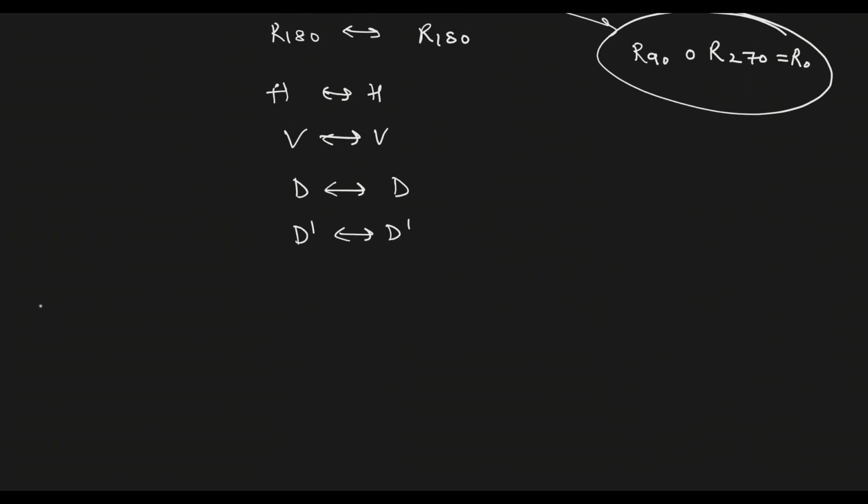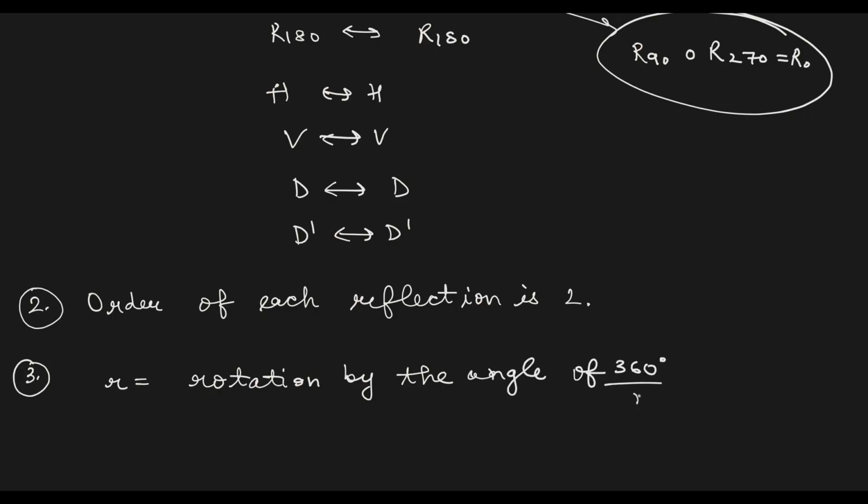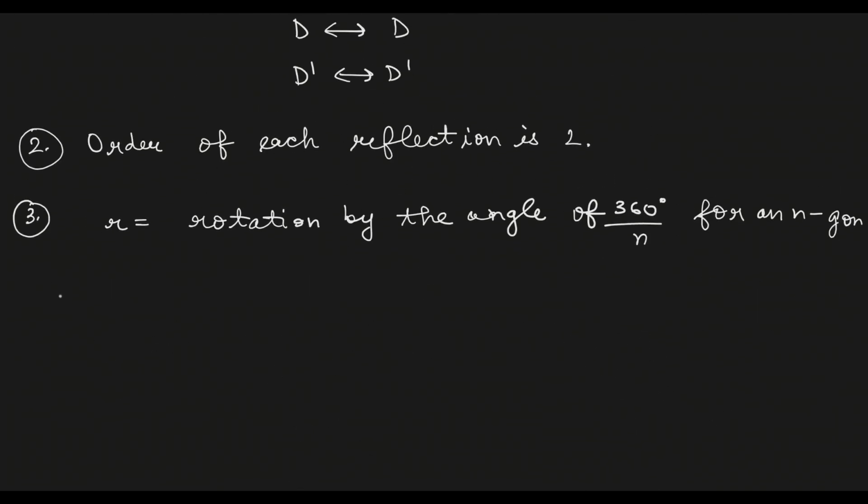Second, order of each reflection is 2. R is equal to rotation by the angle of 360° by n for an n-gon. Order of R is n, since the angle is 360° upon n. This is important.